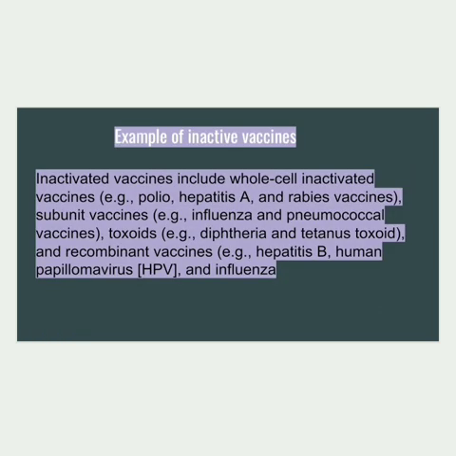Examples of inactivated vaccines. Inactivated vaccines include whole-cell inactivated vaccines, for example polio, hepatitis A, and rabies vaccines. Subunit vaccines, for example influenza; toxoids, for example diphtheria and tetanus toxoid; and recombinant vaccines, for example hepatitis B, human papillomavirus, and influenza. Thank you.